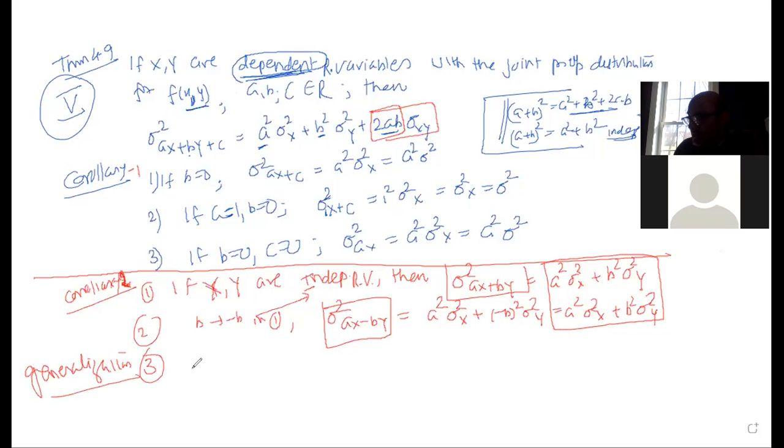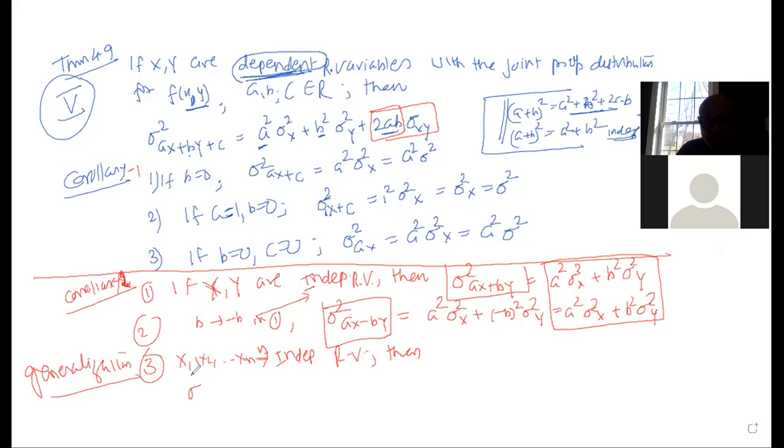We can extend the same idea for n number of independent random variables. So X1, X2, up to Xn, n number of independent random variables. Then what will happen?